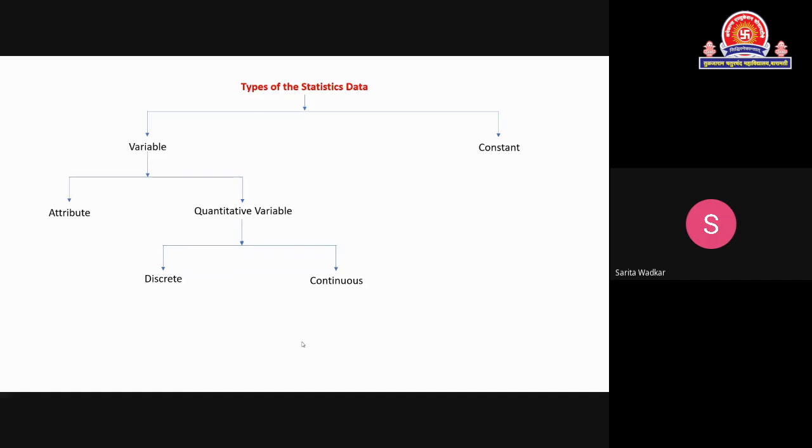So here we find that types of statistical data are categorized into two, that is variable and constant. Again, variable is divided into two parts, that is attribute and quantitative variable, or we can call the attribute a qualitative variable. So qualitative and quantitative variable, and we find that quantitative variable is divided into two, that is discrete and continuous variable. So I think you have understood up to this, the types of statistical data. Next, we move ahead to the next part of this.